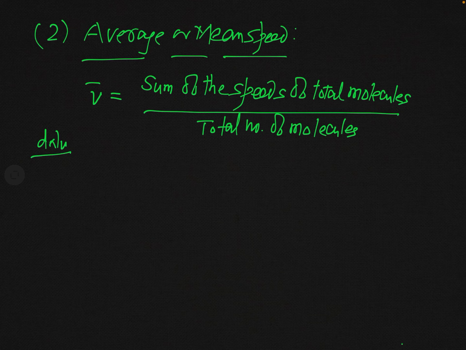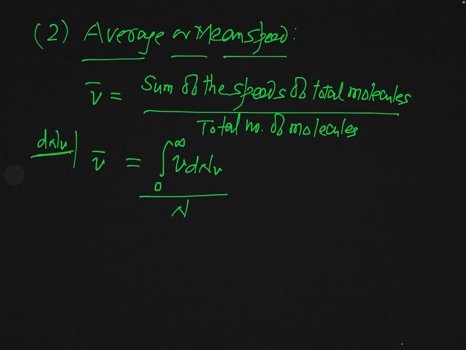So if we want to calculate the sum of the speeds of molecules whose number is dNv, then we will simply multiply v by dNv. So v into dNv will give the sum of the speeds of dNv molecules. And when you integrate it between the limits 0 and infinity, you will get the sum of the speeds of the total molecules. This is the integral from 0 to infinity of v dNv. Then we divide it by the total number of molecules, which is n. So V average, denoted by V bar, is equal to the integral from 0 to infinity of v dNv over n.